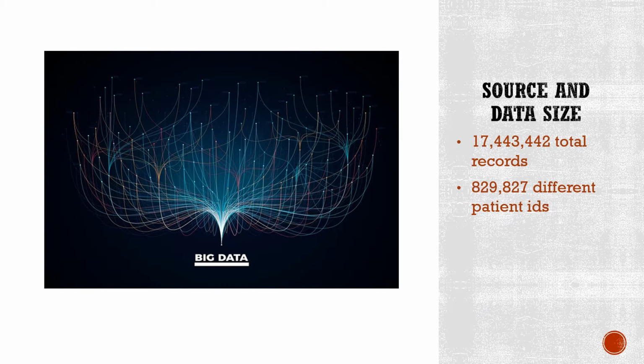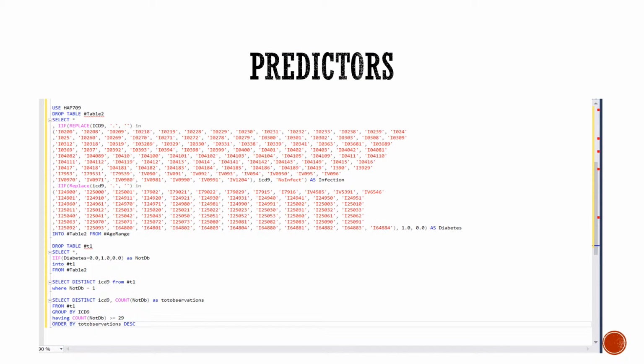To test our predictive model, we were given simulated data from a healthcare institution. This data had over 17 million total records and over 800,000 unique patient IDs. An extensive list of diagnoses that were observed at least 29 times were used to predict the presence of or risk of diabetes. Age was also used as a predictor. The range used were ages 40 to 99. Here's part of the code that was used.